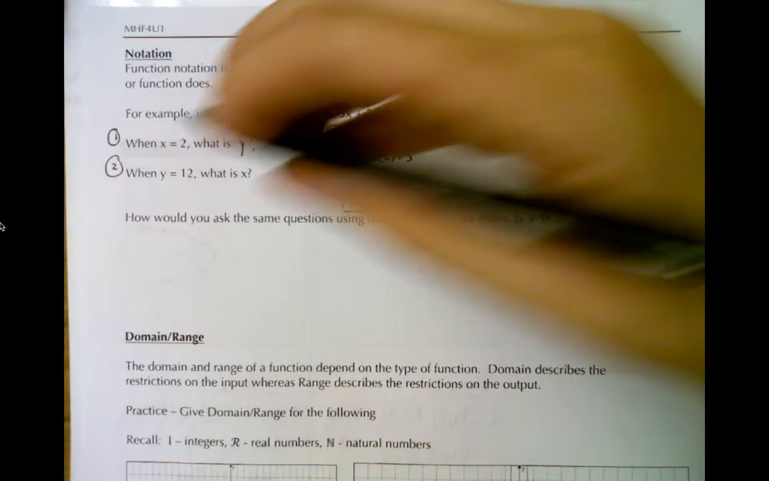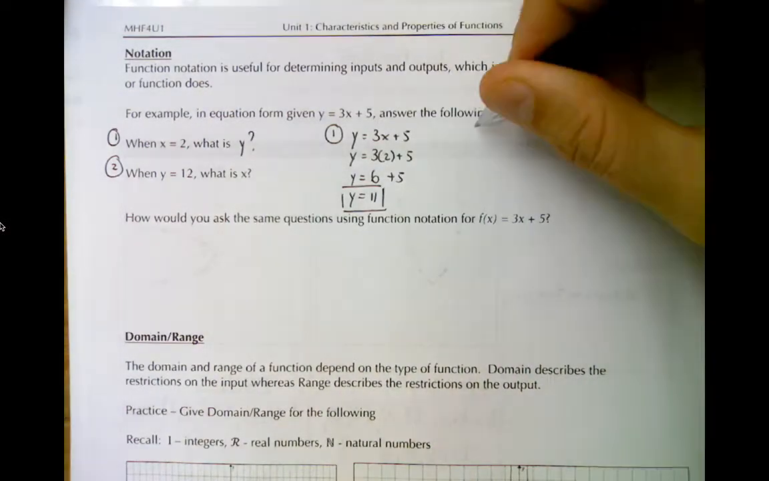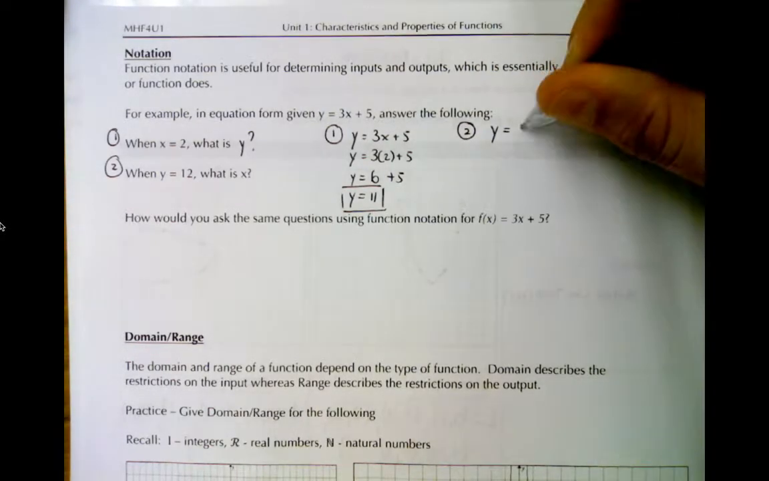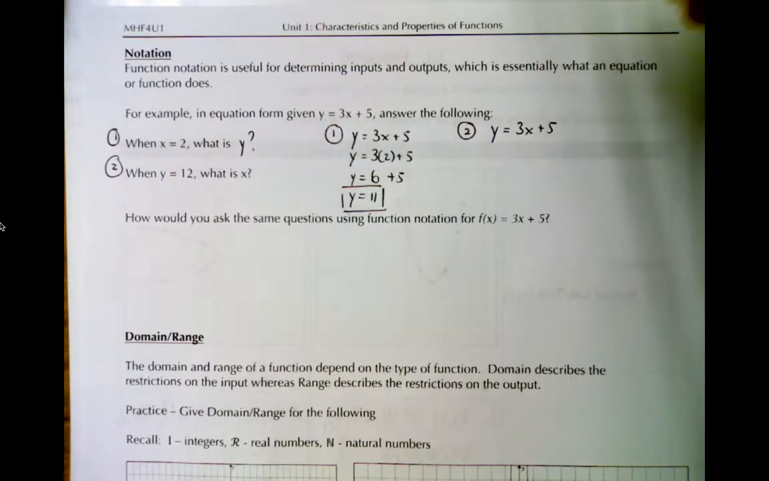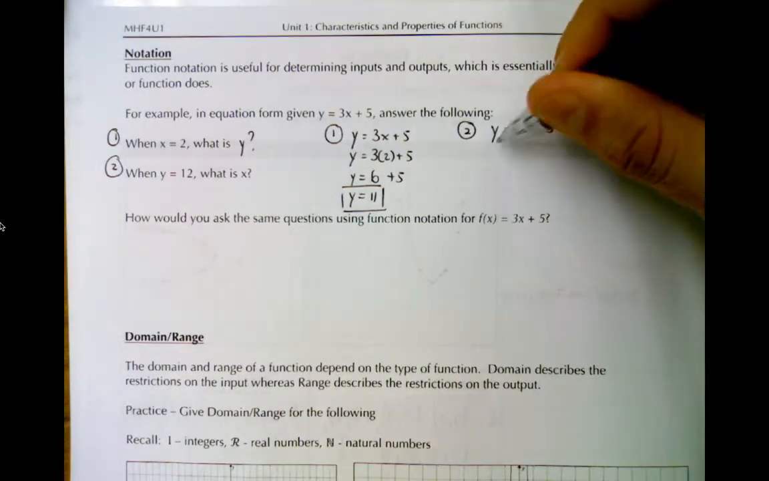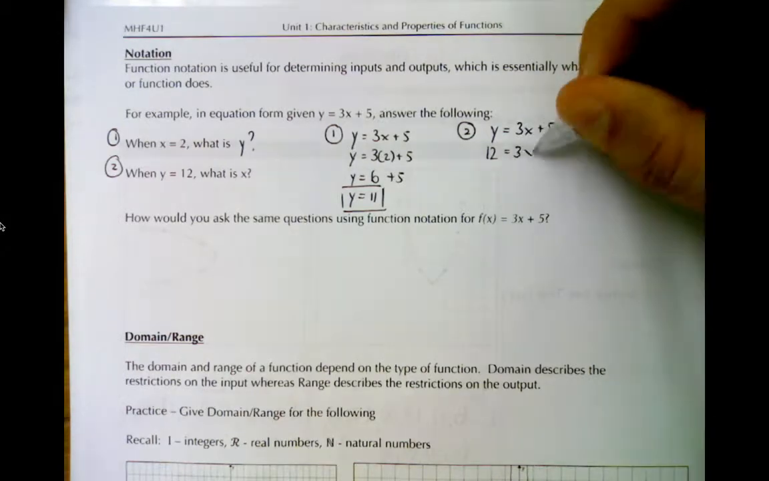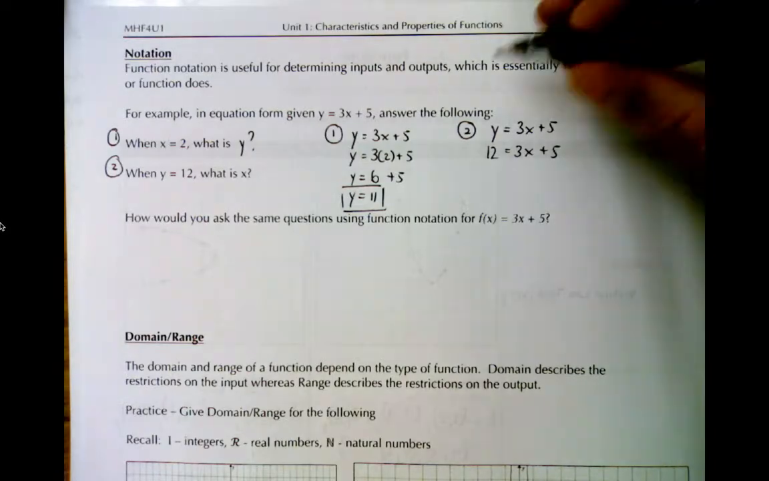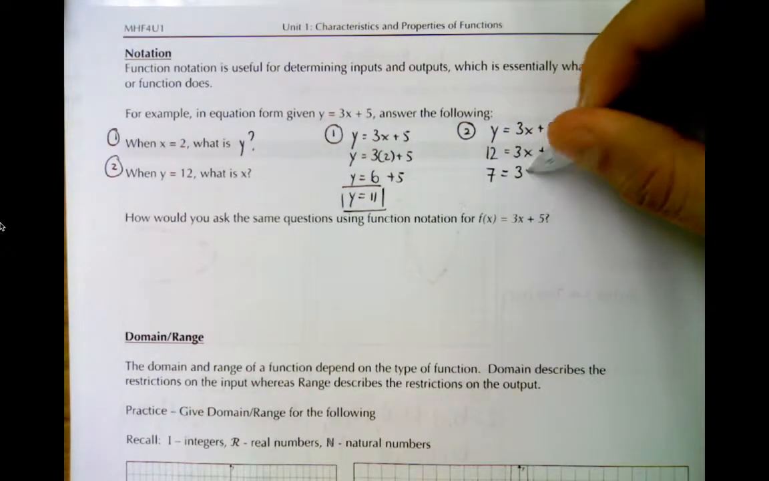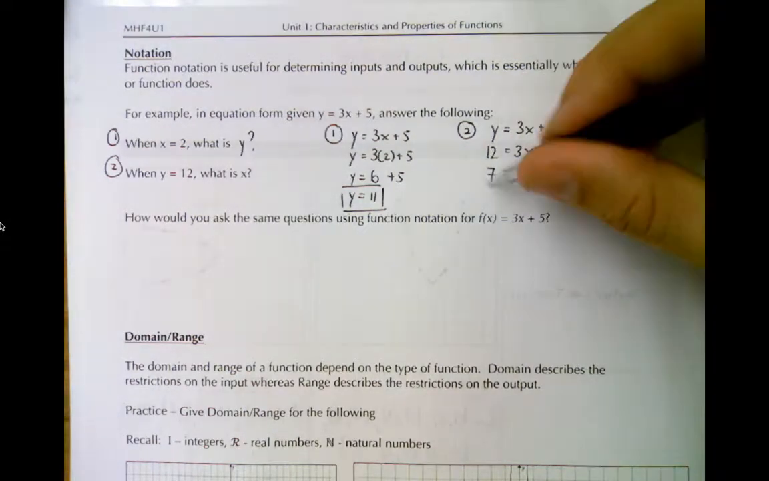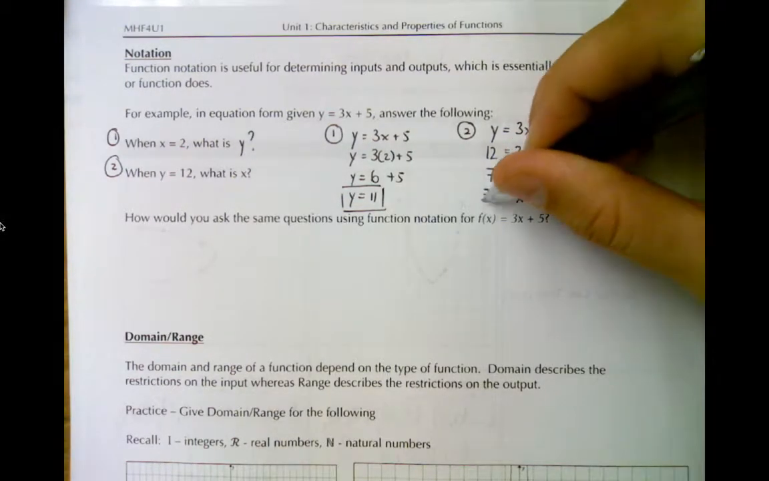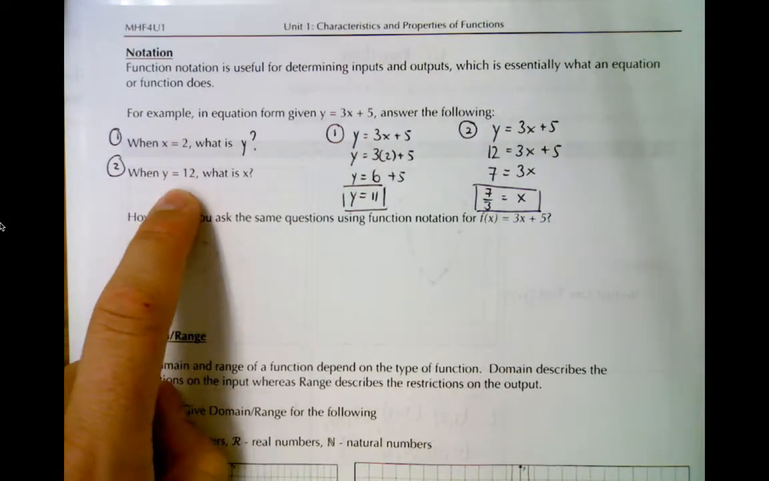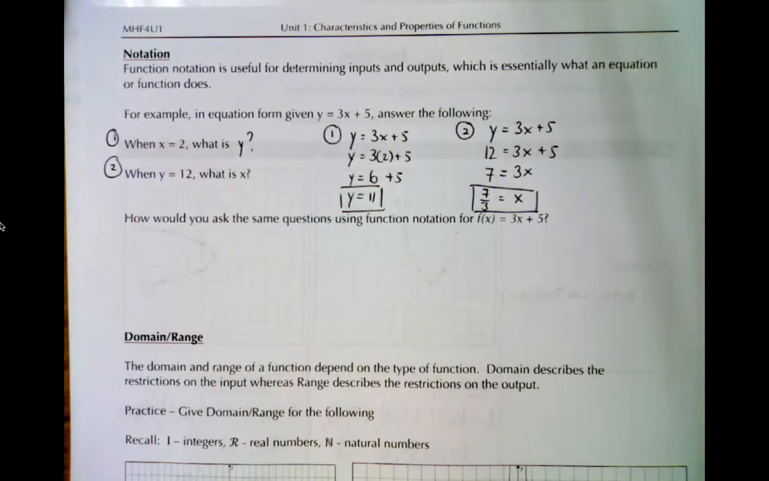We can do the same with given y. When y is 12, so y equals 3x plus 5. Now we're looking for an x value to answer the question, so we'll replace y with 12. And we can do some rearranging to solve. Start by subtracting 5 from both sides to get 7 equals 3x, and then divide both sides by 3 to find out what x is. So to answer our second question, when y equals 12, x would equal 7 over 3.